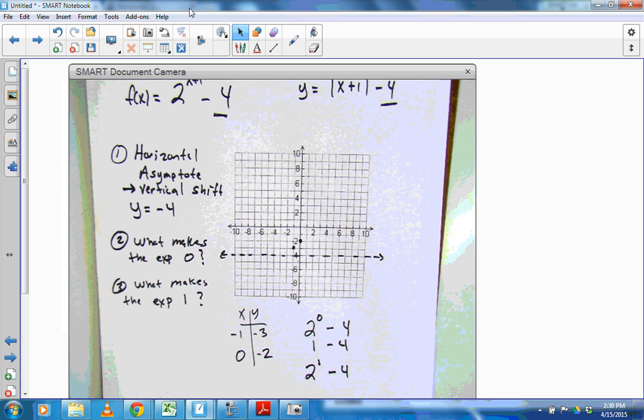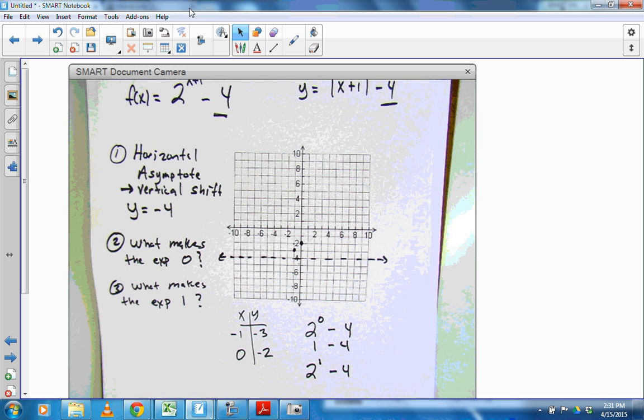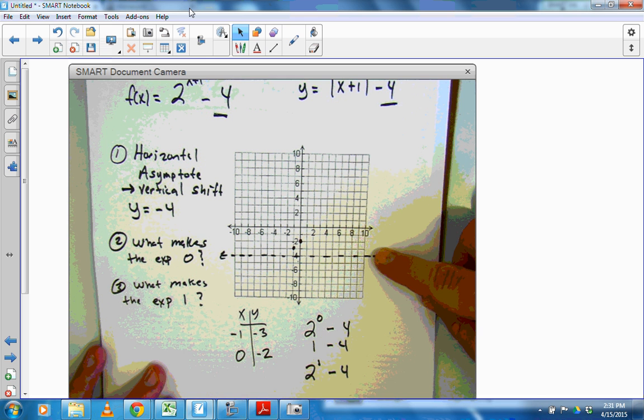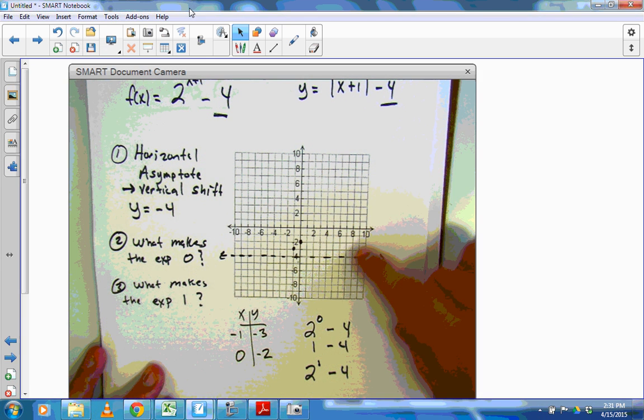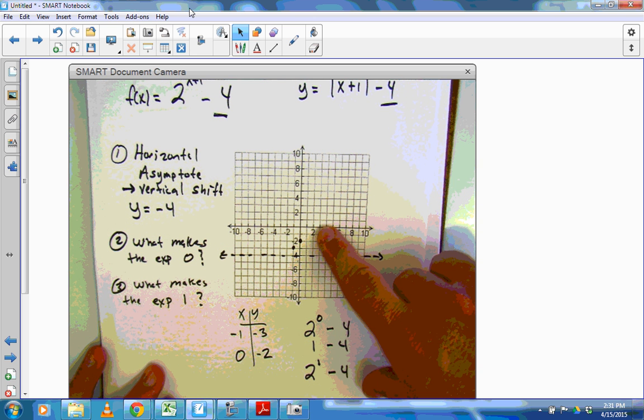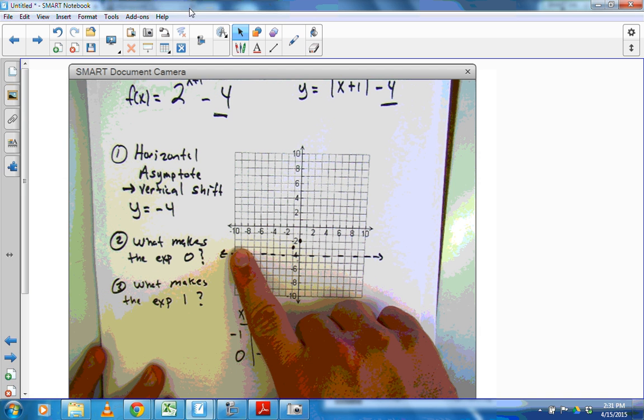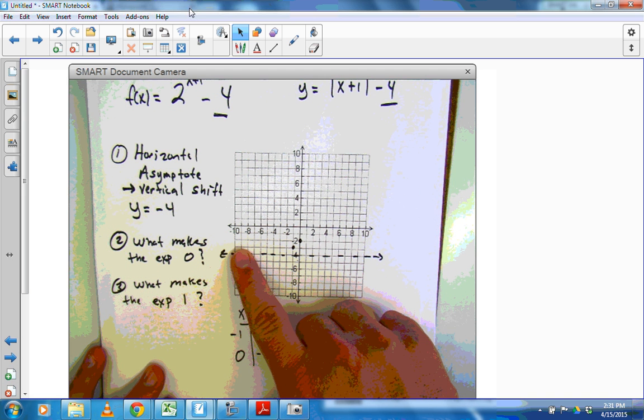Now remember, it's not a line, it's a curve. So I'm going to draw a curve through these 2 points. And how do I know how to draw the curve through the 2 points? Well, what does the curve have to do? It has to go through these 2 points, and it has to, what? What's it going to do to this line? Right, it's going to get closer and closer to it, but not touch it.